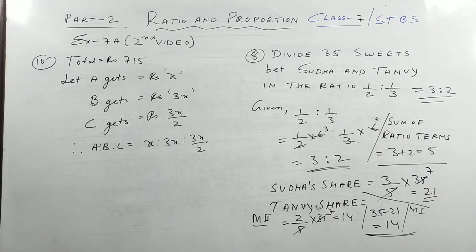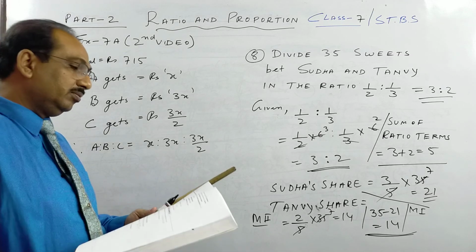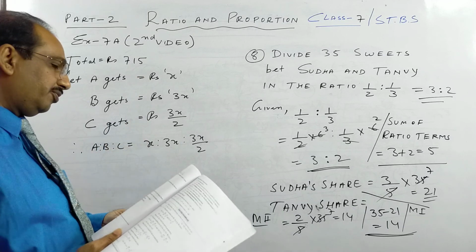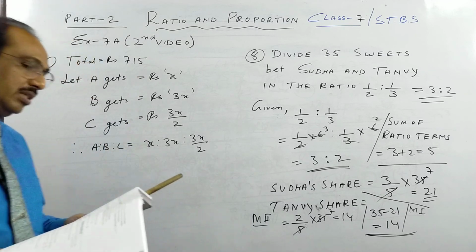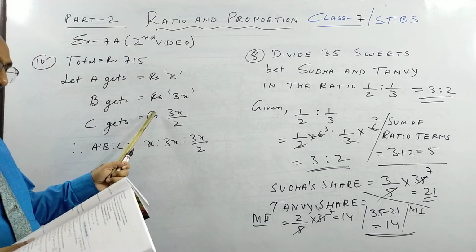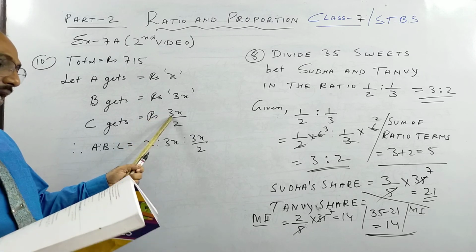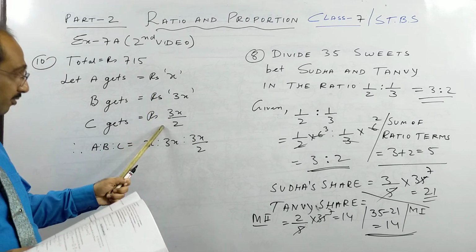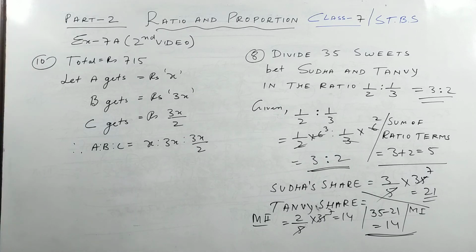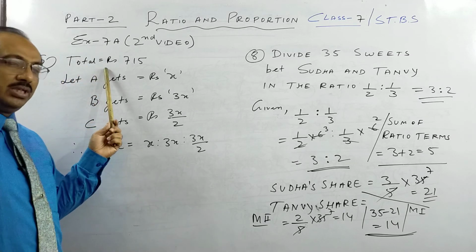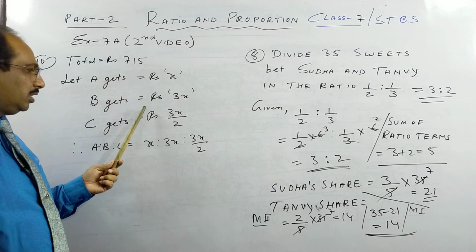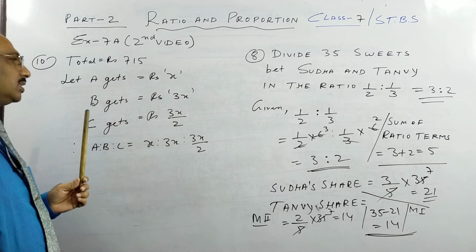So if you see question 10, children, the question is saying: divide rupees 715 between A, B and C in such a way that B gets thrice of A and C gets half of what B gets. The total is given as rupees 715. So once more, divide this many rupees between 3 people, A, B and C.